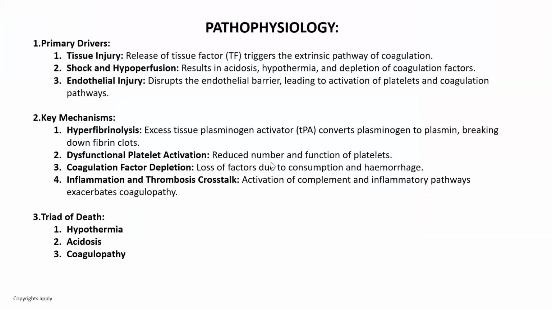Okay, so going into the pathophysiology of trauma-induced coagulopathy, the primary driver is the tissue injury, which releases the tissue factor from the extrinsic pathway. Because there is presence of shock and hypoperfusion, usually this would be compounded by the occurrence of hypothermia and acidosis, with the depletion of coagulation factors. Because in trauma, unlike any other event, the amount of tissue injury would be very high. Okay.